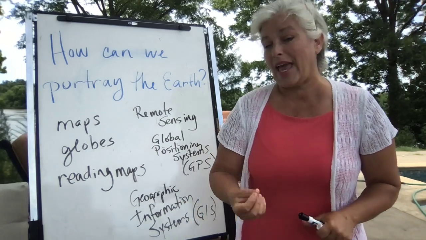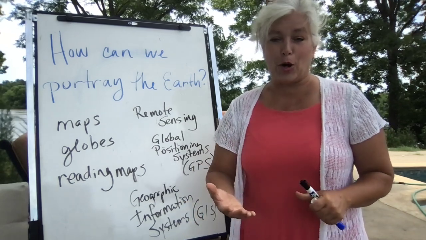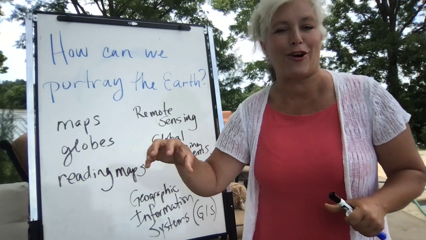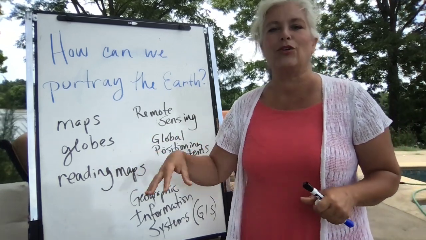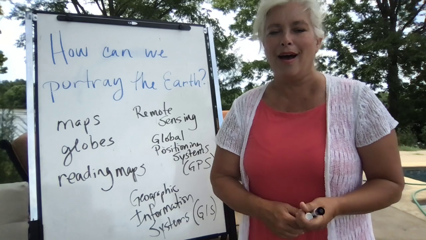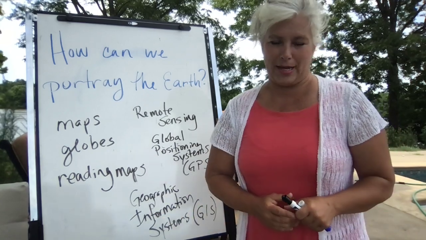So for instance, navigation was one of the first purposes. Navigation and showing territory, where autonomous territory was, or a political territory was, like the Roman Empire or something.